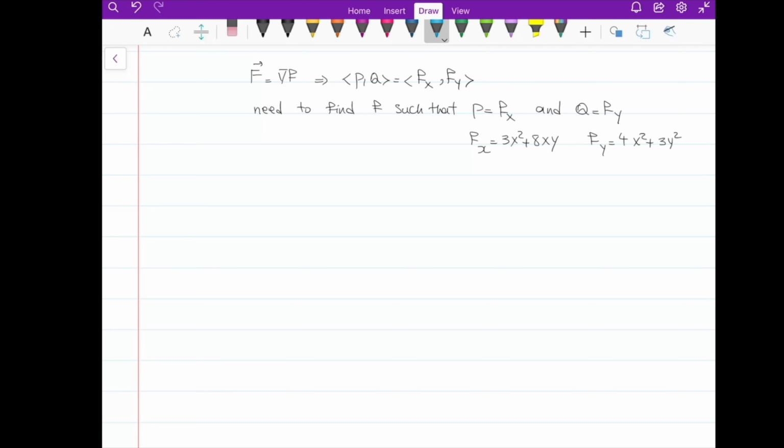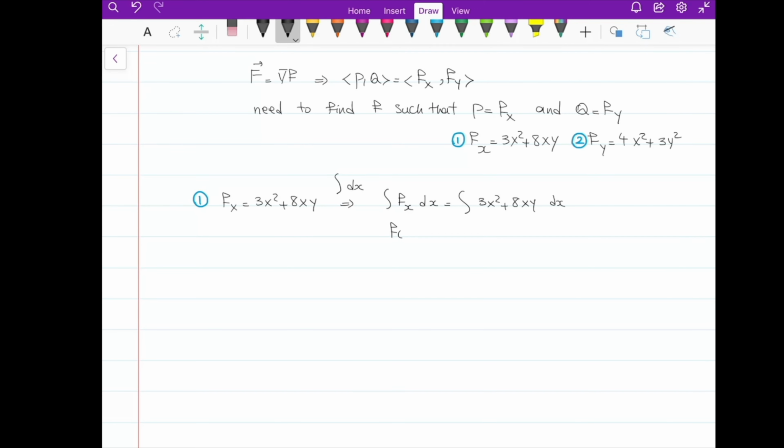Okay, so how do I do that? I'm going to say that this equation here is 1, and this equation here is 2. So based on 1, fx is 3x squared plus 8xy. I'm going to take the integral of that with respect to x from both sides. So the integral of the partial derivative with respect to x dx, and the integral of 3x squared plus 8xy with respect to x. This is the derivative. Now, this is the antiderivative of the function with respect to x.